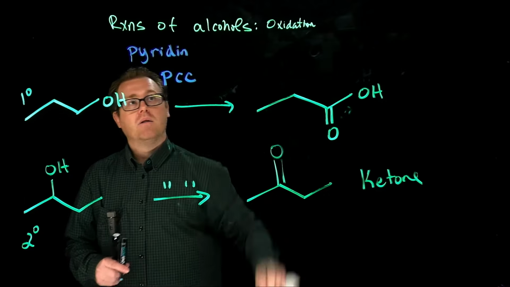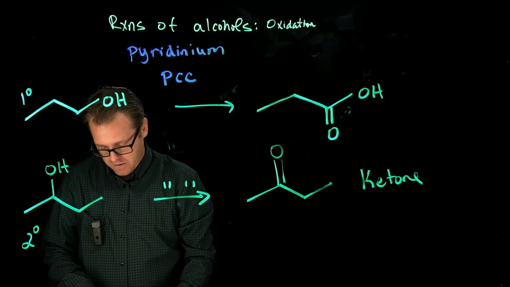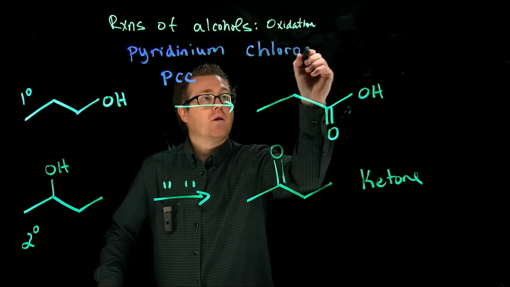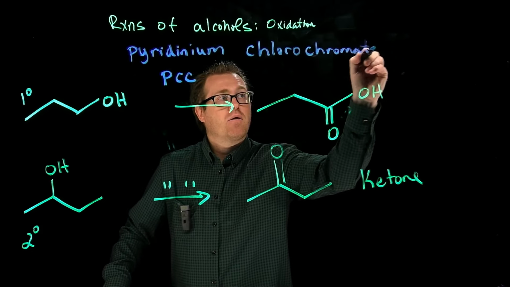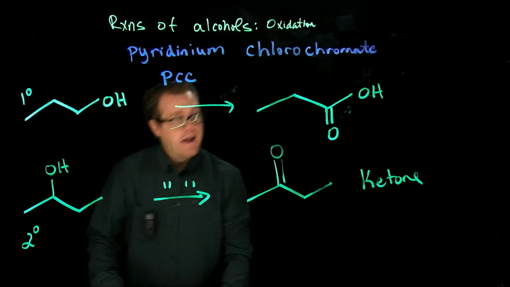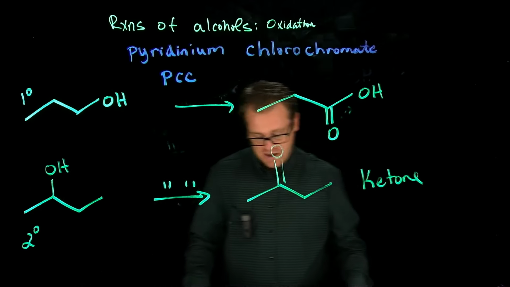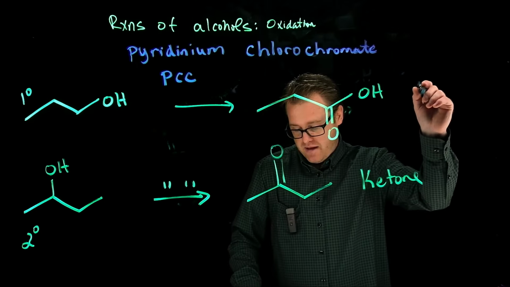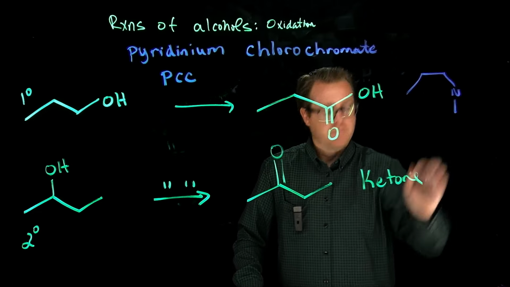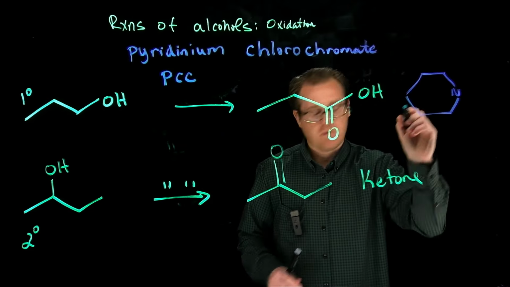Pyridinium chlorochromate. And let's draw what that looks like over here, okay? So PCC looks like this. We have a 6-membered ring, like so.